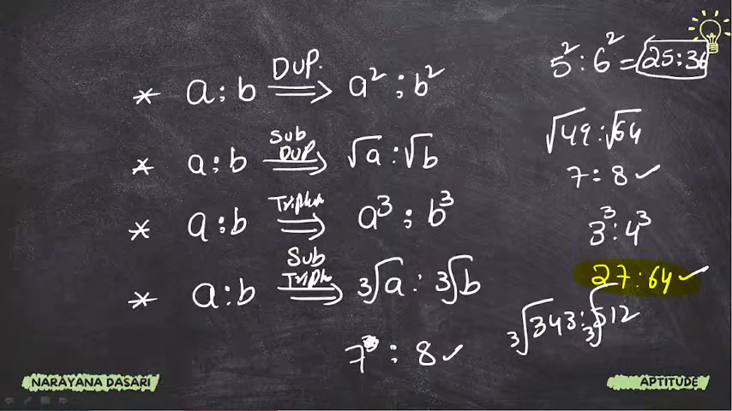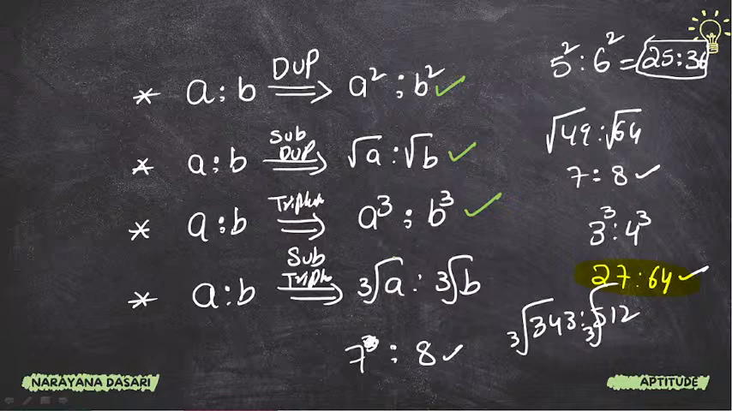So A is to B. The duplicate ratio is A square is to B square. Next, A is to B. The sub-duplicate ratio is root of A is to root of B. Next, A is to B. The triplicate ratio is A cube is to B cube. Next, A is to B. The sub-triplicate ratio is cube root of A is to cube root of B.